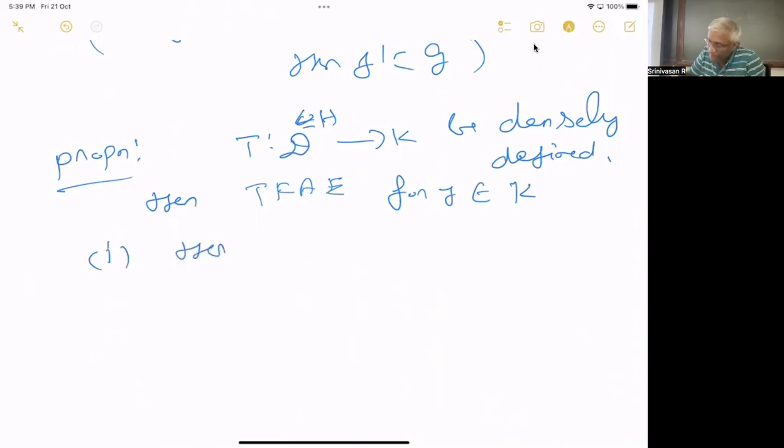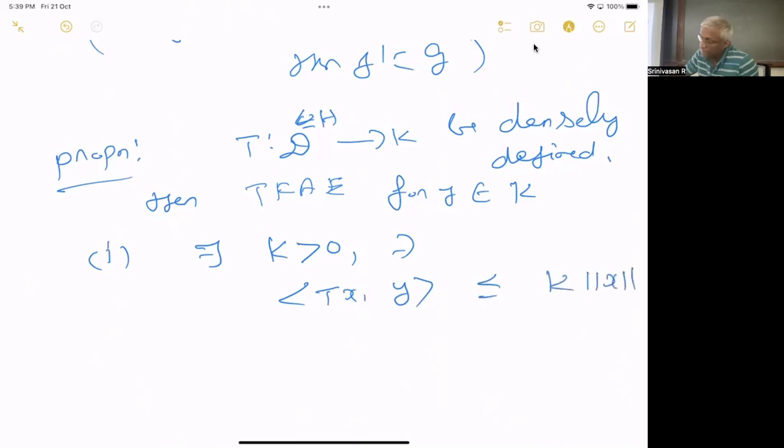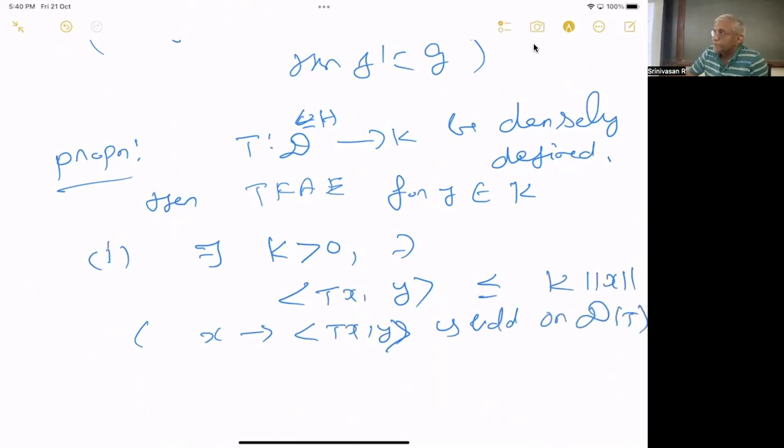The map... there exists a C, K or C or whatever, K greater than 0, a real number greater than 0, such that the inner product <Tx, y>, where y is in K and Tx is in K, is less than or equal to K times the norm of x. This just means x going to <Tx, y> is bounded on the domain of T.